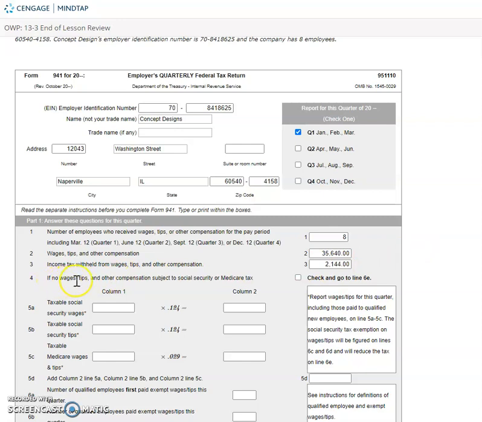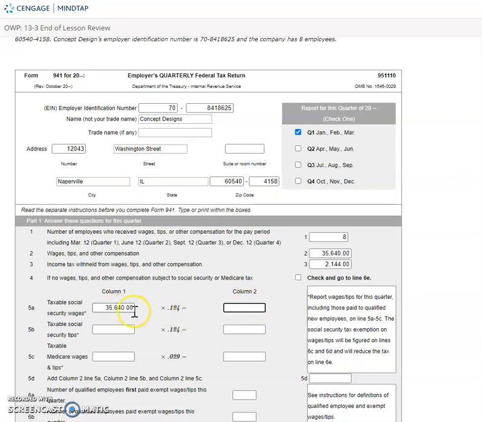Line number 4, it says if no wages, tips, and other compensation is subject to Social Security or Medicare tax, you're going to check this and go to line 6E. That is not us. We are subject to Social Security and Medicare, so we are going to go down to line 5A. Line 5A says taxable Social Security wages. So what they're asking me is from these wages that I figured out in number 2, how much of that are we going to tax for Social Security? We're going to tax that whole amount, so 35,640.